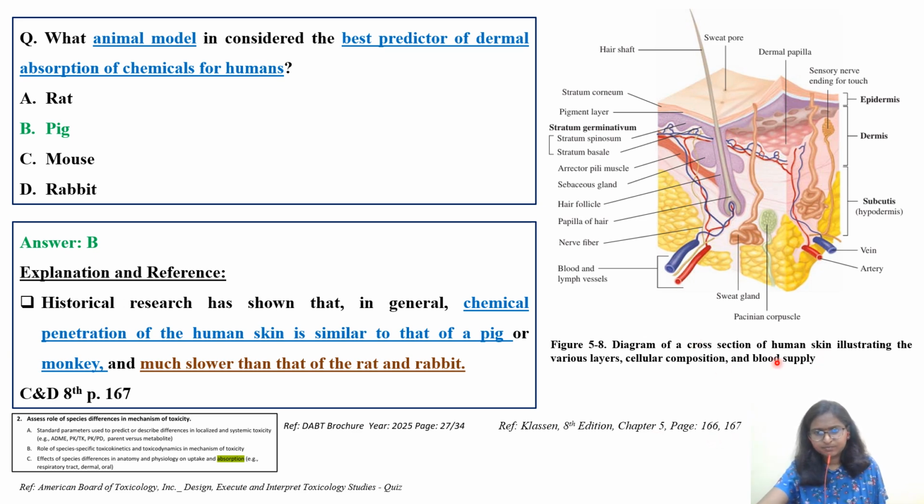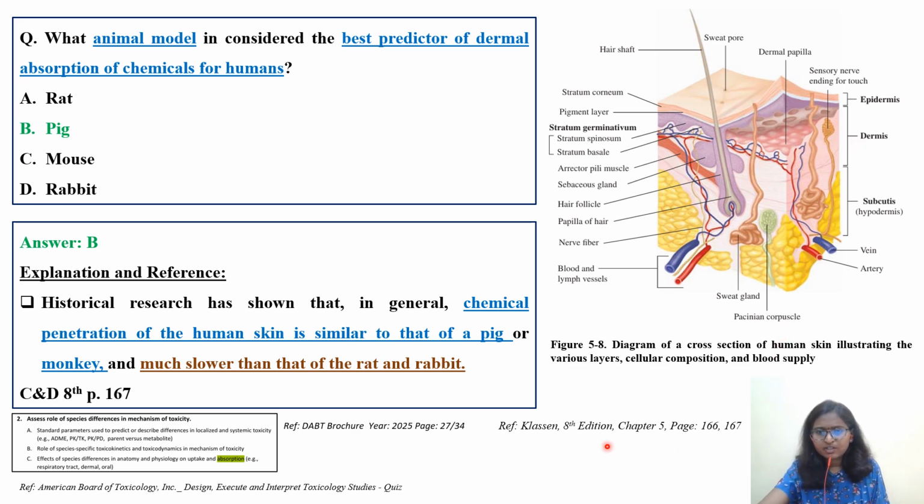In that you will see the different layers of human skin, the cellular composition and blood supply. The important thing to remember is the stratum corneum, which is the outermost layer of the skin, and the stratum germinativum, which consists of stratum spinosum and stratum basale. Try to remember epidermis, dermis and subcutis or hypodermis. Also remember the sweat gland, the erector pili, sebaceous glands and hair follicle. These are the various layers and components of the skin that you have to remember. Other layers, please read in detail.